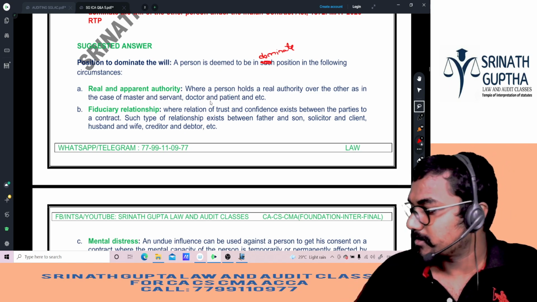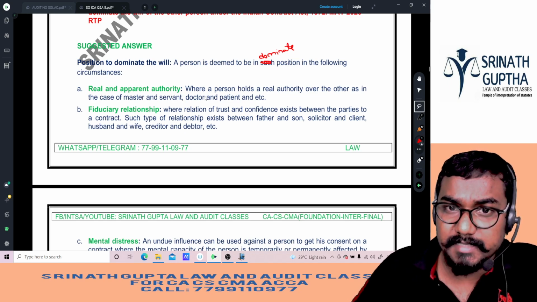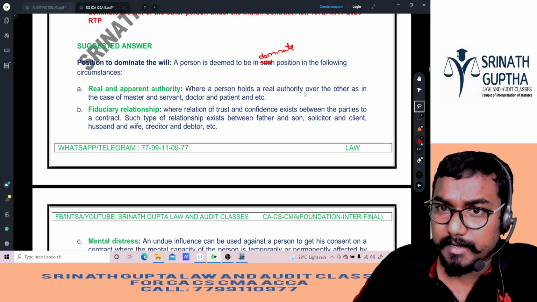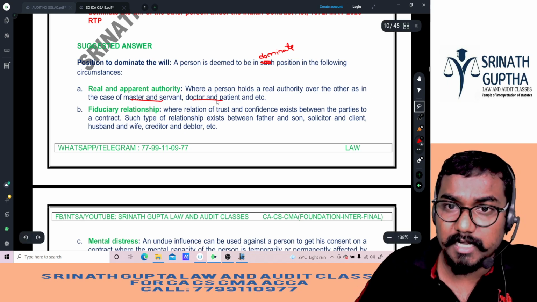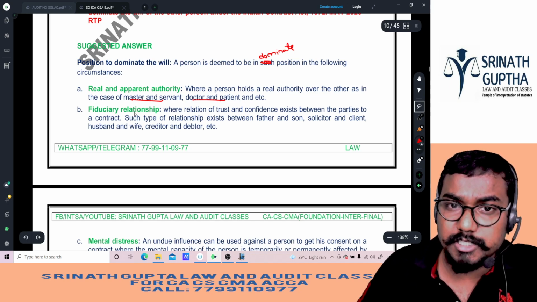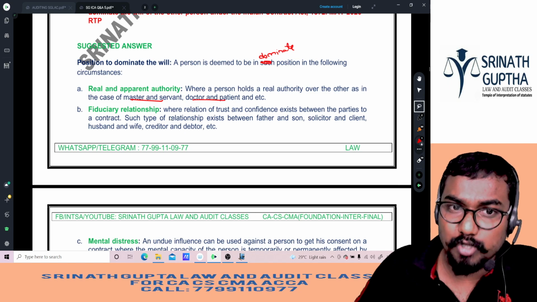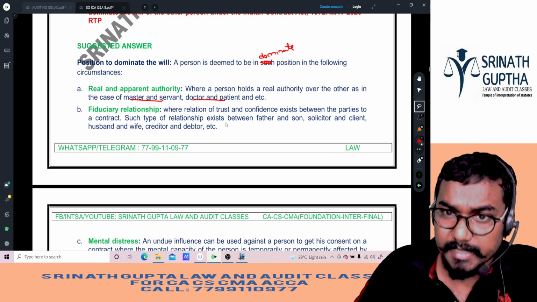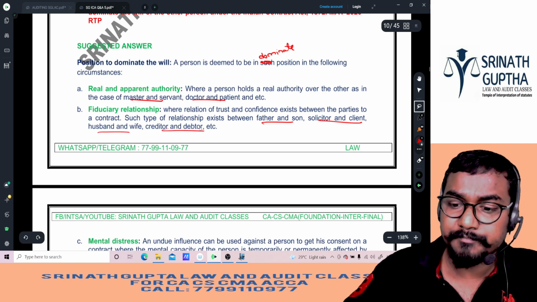Such a position is a dominant position. Where the parties hold real and apparent authority over the other, as in the case of master and servant, doctor and patient, etc. Fiduciary relationship, where a relation of trust or confidence exists between the parties to the contract. Such a relationship exists between father and son, solicitor and client, husband and wife, debtor and creditor.